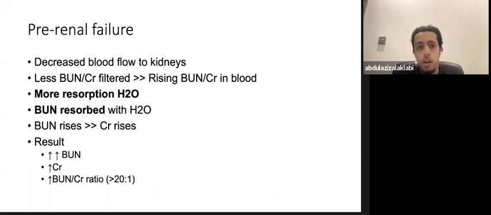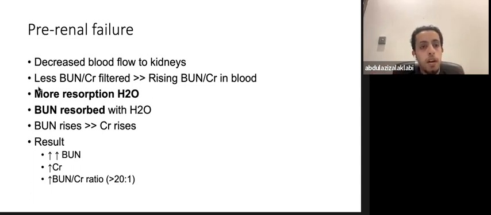So now the first category is what we call, again, pre-renal failure. This is due to decreased blood flow to the kidneys, whether that be dehydration, shock, any cause, or heart failure. Anything that causes decreased blood flow to the kidneys will cause pre-renal failure.